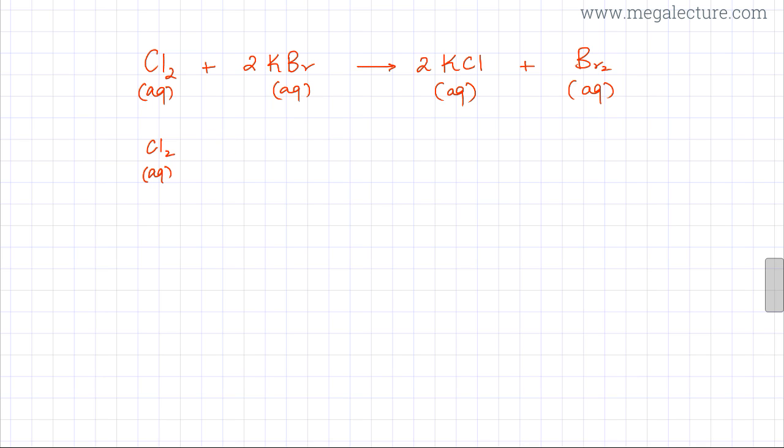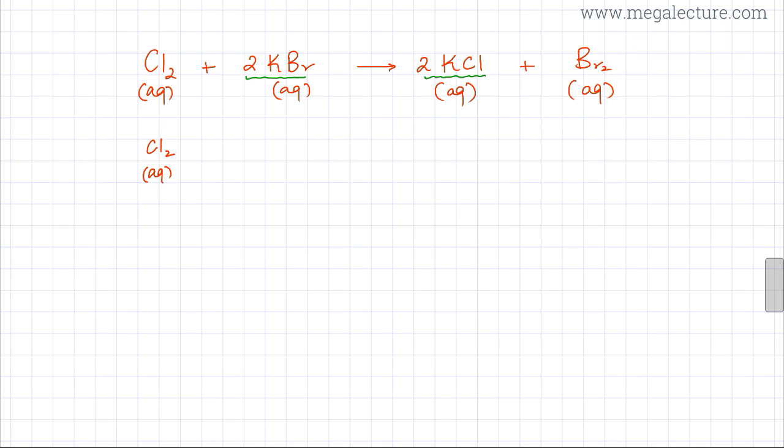KBr, on the other hand, is going to dissociate because it's a salt. KCl, the product over here, is also going to dissociate into its ions, but bromine over here is not going to dissociate into its ions because it's a covalent compound. It's not an acid, base, or salt. So only acids, bases, and salts ionize and dissociate into aqueous ions.